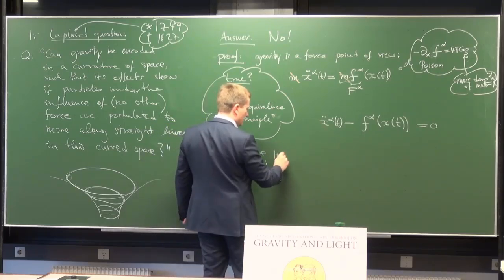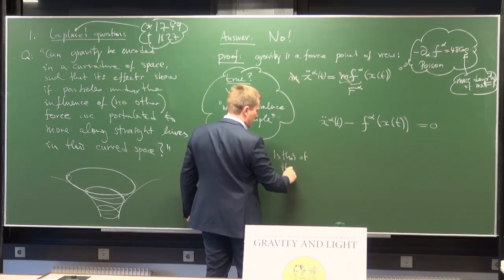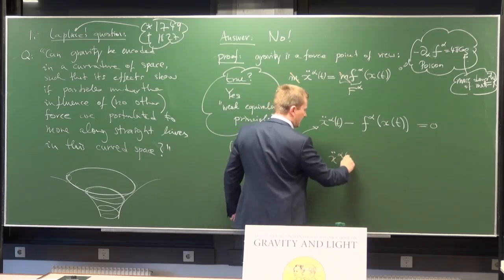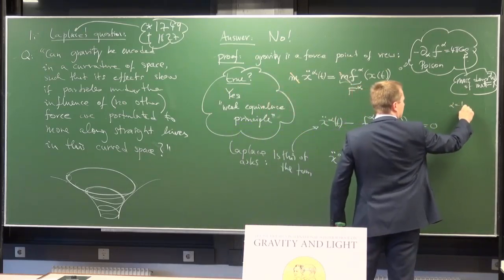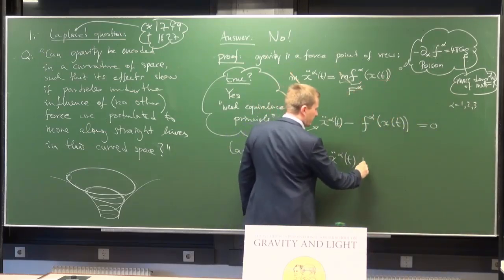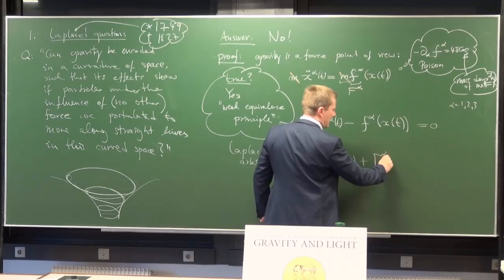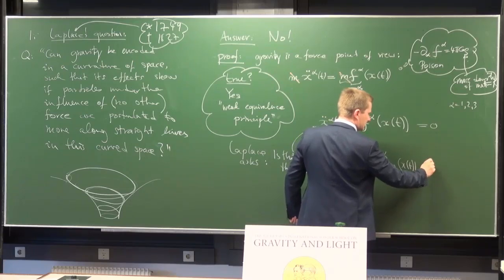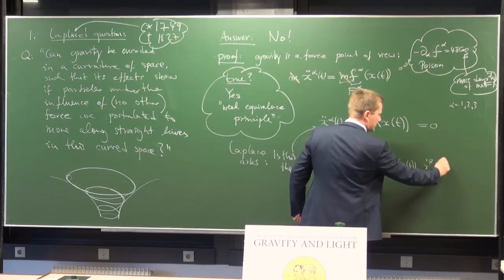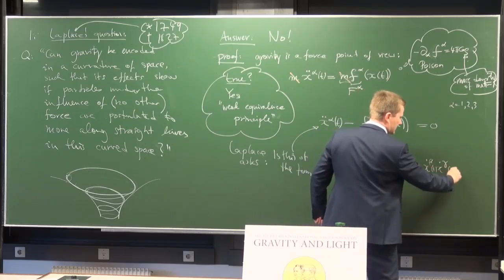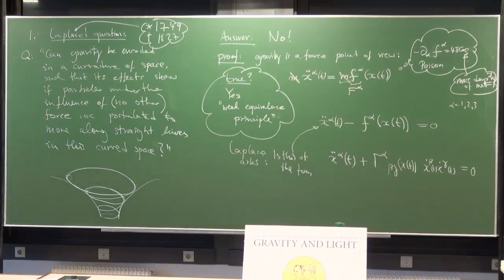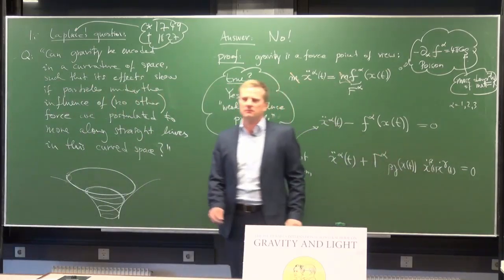Is this of the form x double dot alpha of t, where alpha runs from 1 to 3, three-dimensional Newtonian space? Is this of the form x double dot alpha plus gamma alpha beta gamma at the points where you pass, x beta dot, x gamma dot of t, equals 0? That's his question. Is Newton's equation, if there's the gravitational force, can this be interpreted as an autoparallel equation?